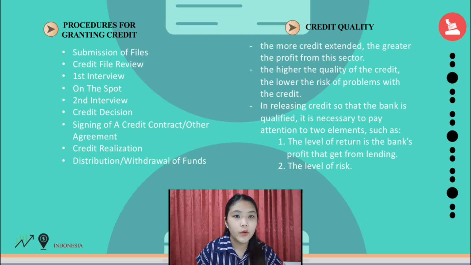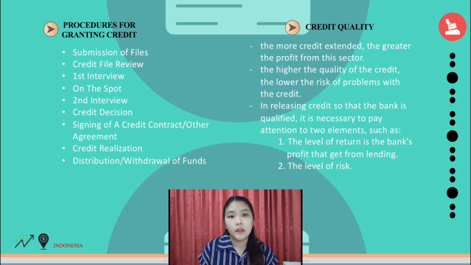Submission of files. The credit applicant submits a credit application in a proposal along with other required documents such as the background of the company, the aims and objectives, and credit guarantee. The credit guarantee will complete documents like a notarial deed, TDP or company registration certificate, NPWP or taxpayer identification number, balance sheet and income statement for the last 3 years, how the applicant returns credits, proof of identity from company management, and then a photocopy of the guarantee certificate.